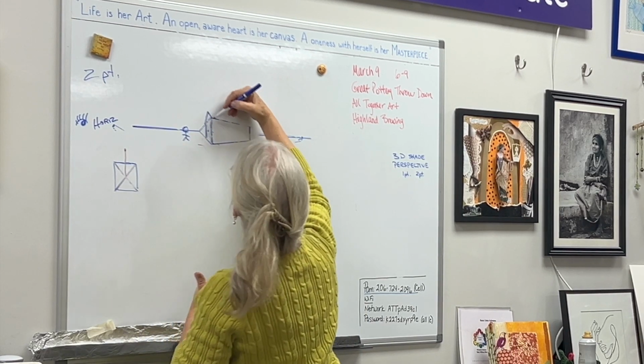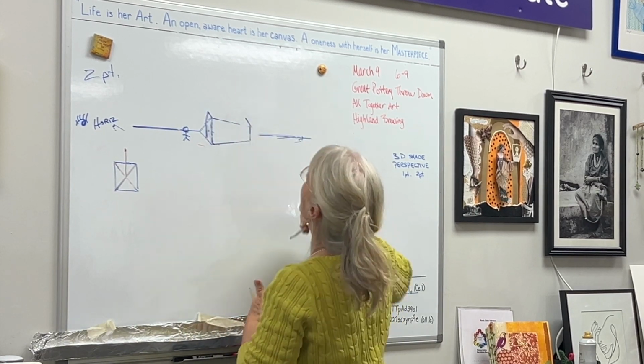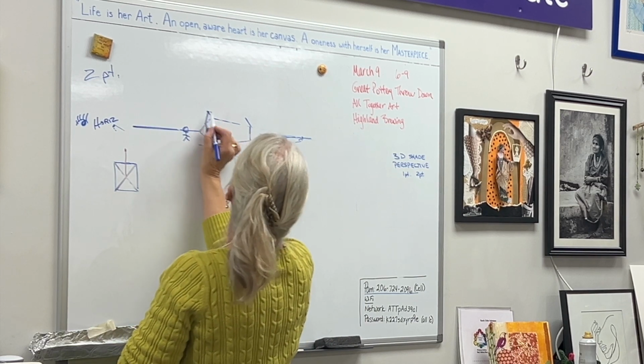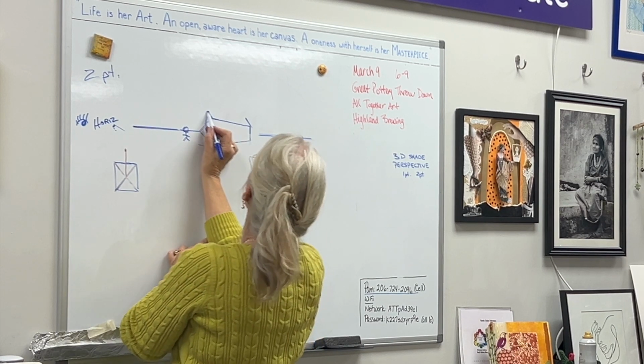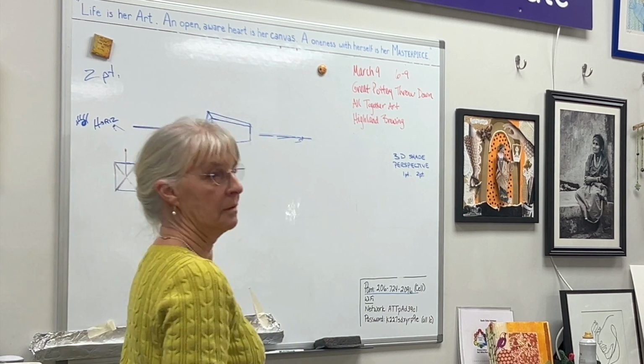And then you just connect it. The top of this roof is parallel to that. The peak of the roof is also parallel to this eave, so it's got to go down to this vanishing point. I'm going to exaggerate a little bit.